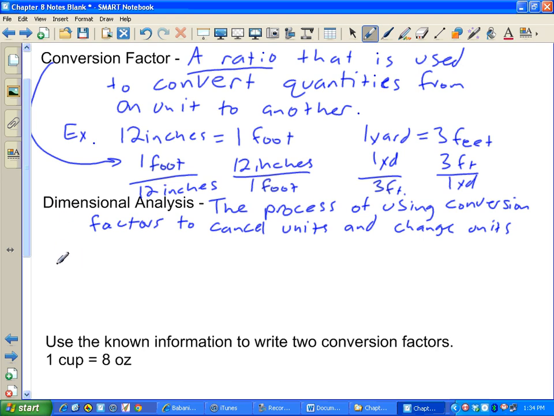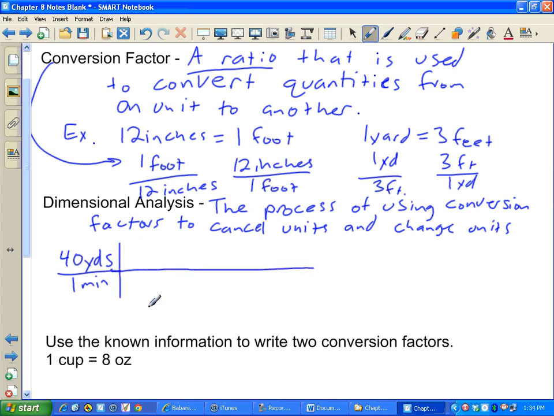Let's say I'm traveling at 40 yards per minute. Okay, per means divide. So every 1 minute, I'm traveling 40 yards. Okay, so this is how you would write speed.